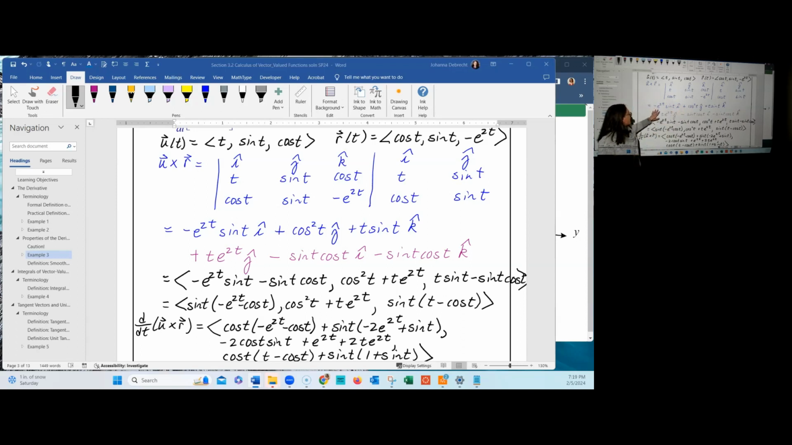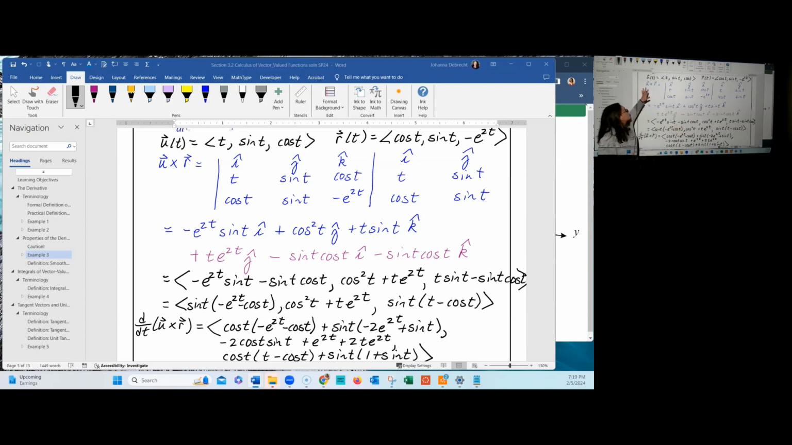When I worked this out, I did the major diagonals in blue and I did the minor diagonals in pink. So I took the products of the major diagonals from upper left to lower right, and then I subtracted the minor diagonals from upper right to lower left. Then I went ahead and combined the I hat components and got negative e to the 2t sine of t minus sine t cosine t in the I hat direction. I got cosine squared t plus t e to the 2t in the j hat direction. T sine of t minus sine t cosine t in the k hat direction.